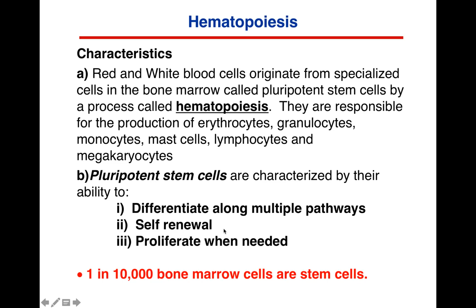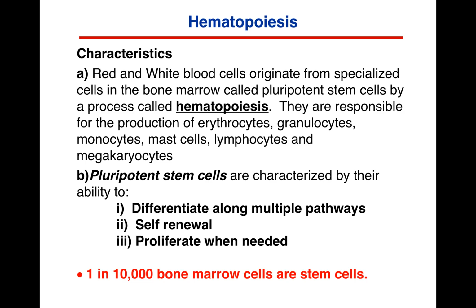Two, they can self-renew, so that when they divide, they can make another stem cell just like it, so they can renew themselves. So you don't run out of the stem cells. And three, they can proliferate when needed. Under certain conditions of stress, when the immune system is really being activated, these will proliferate into additional stem cells and additional differentiated cells. But there is only 1 in 10,000 bone marrow cells that are stem cells.